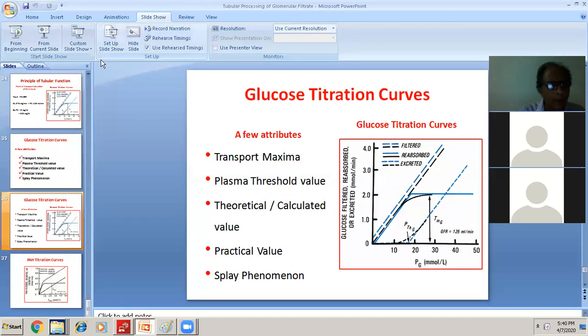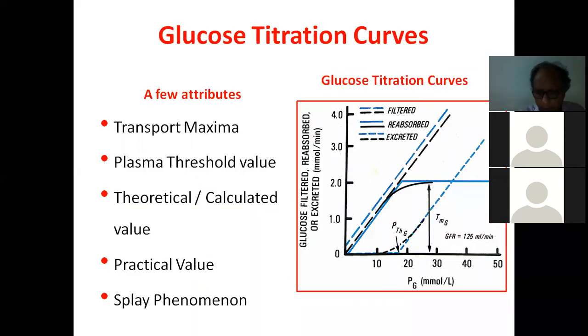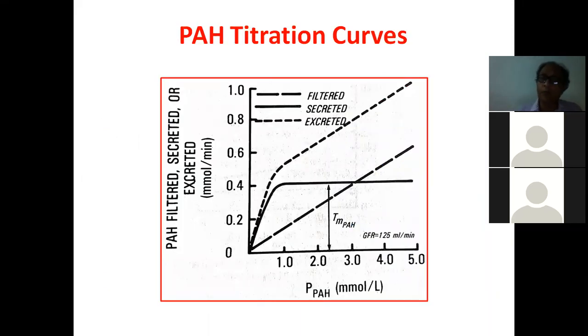Now, with this backdrop, this is about the glucose titration curve and how glucose is handled by the nephron. And finally, I will show you the similar pH titration curve, actually the PAH titration curve. I am not going into detail, it is almost similar. Only thing is, glucose is 100% reabsorbed, whereas paraaminohippurate is highly secreted, 99% secreted. Accordingly, the features of the titration curves are different, although the pattern is the same.